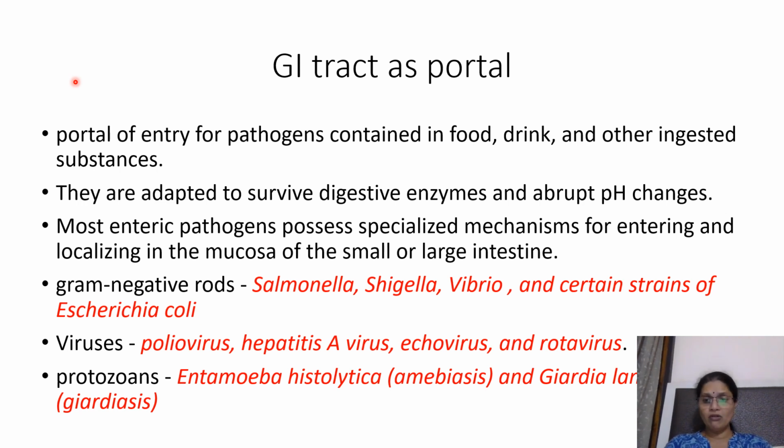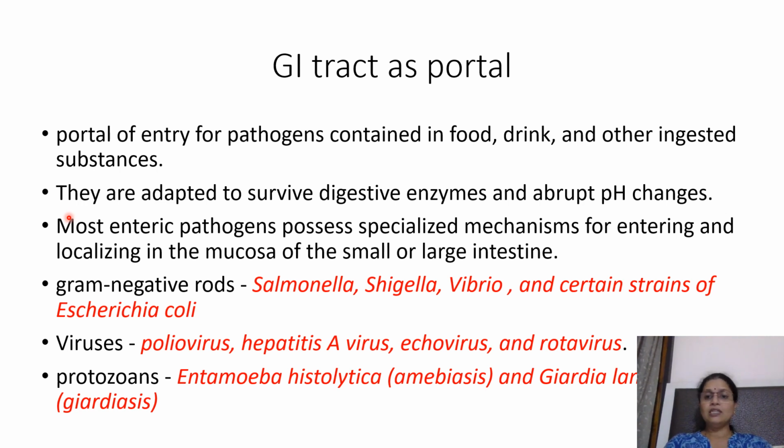But if a microorganism causes an infection even after all these adverse environments, then it is understood that they are adapted to such an environment. They are adapted to acidic pH. They are adapted to abrupt pH changes, because in the mouth there will be alkaline pH, in the stomach there will be acidic pH, and again when it goes to the intestine, there will be alkaline pH. So the gastrointestinal pathogens usually would have been adapted to all these abrupt pH changes.